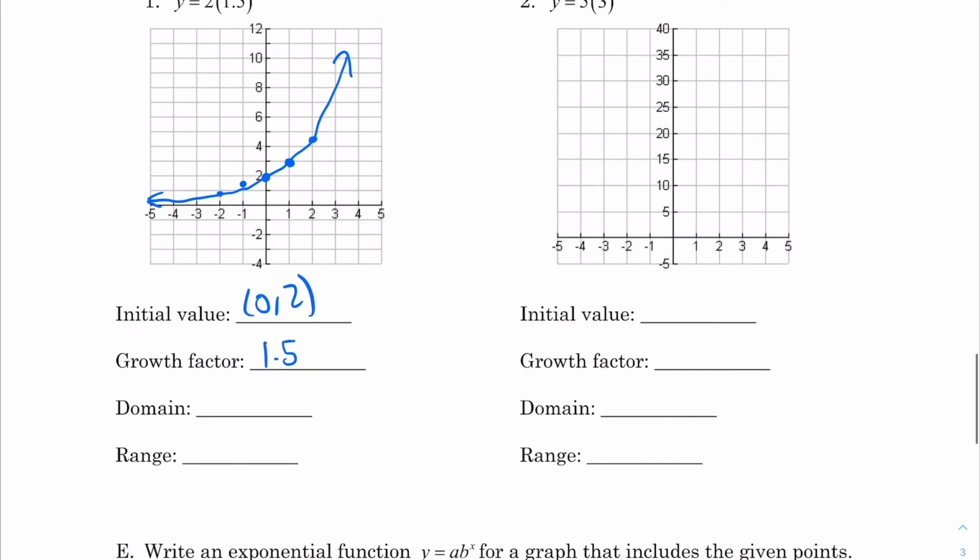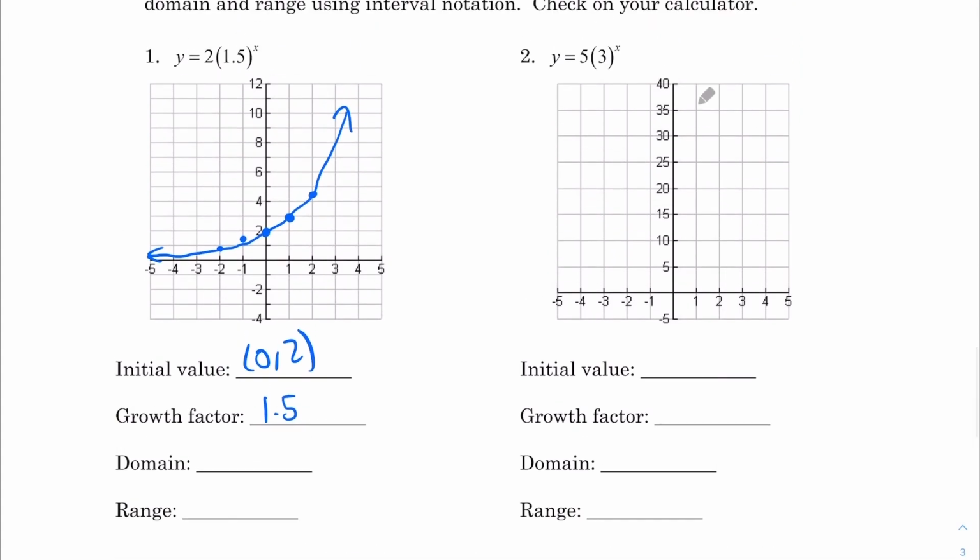Domain, if you look at the graph, it's going to go forever to the left, forever to the right. So it goes from -infinity to +infinity. For the range, going down, it doesn't include 0, but it does get to be every y value greater than 0.